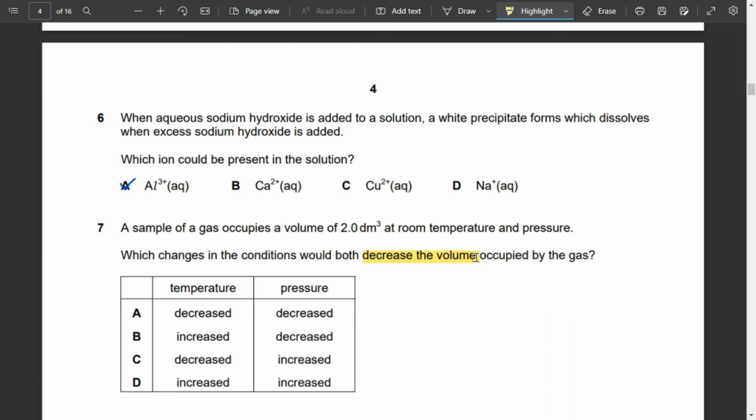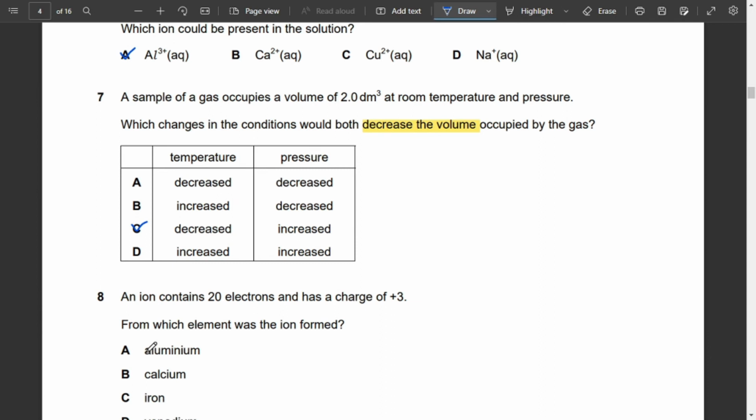Temperature and volume are directly proportional, and pressure and volume are inversely proportional. So if we look at the direct proportional part, that means temperature should be decreased so that the volume can be decreased, and pressure must be increased so then the volume will decrease, since they have an inverse proportion. So for this the answer will be decrease and increase, which is option C. Right, so this is how it is going to be done.